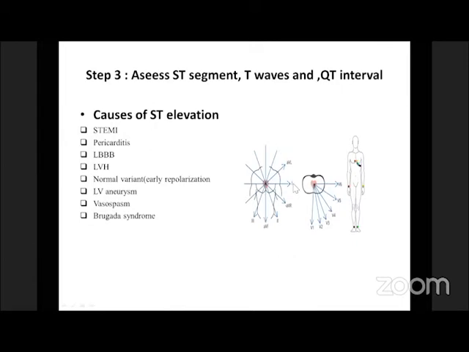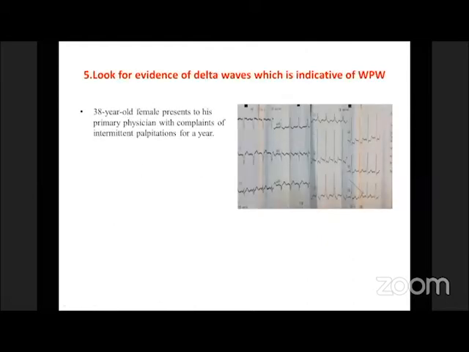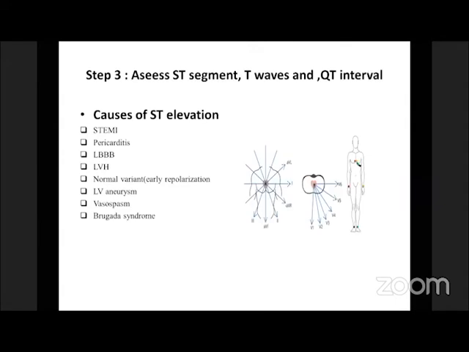So I finished the second part of the ECG, which is the abnormalities of the QRS complex and the axis. The third part, we have to assess the ST segment, T wave, and QT interval. This is an important part of the ECG.